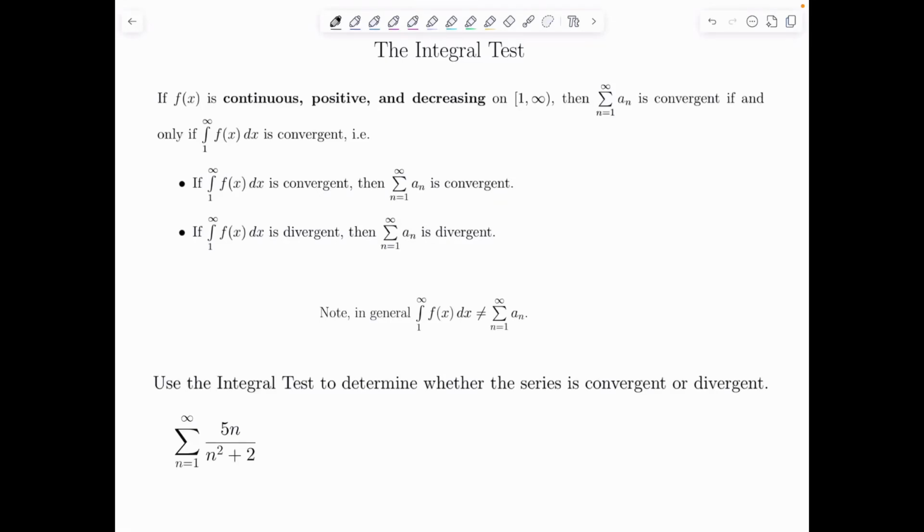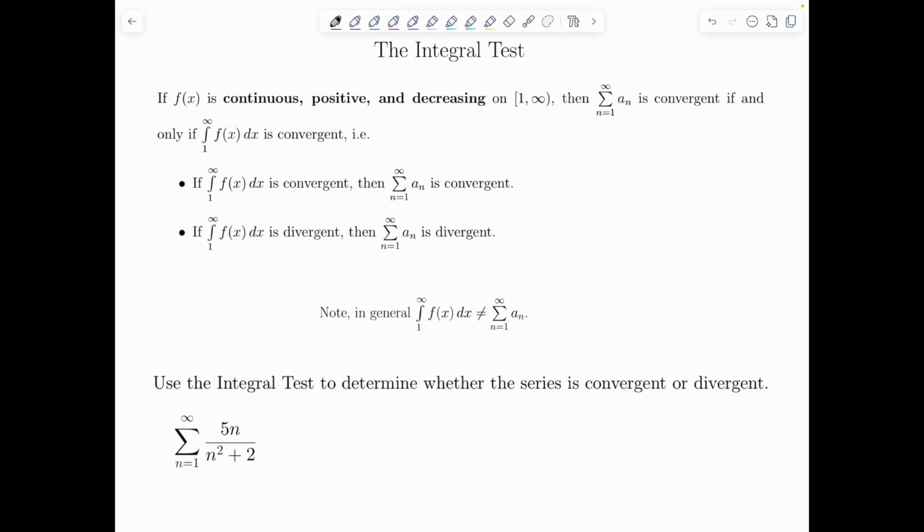In this video, we're going to learn about the integral test, which is a very powerful test that you can use to determine whether or not an infinite series is convergent or divergent. So here's the criteria that you need to remember anytime you're going to go and apply the integral test.